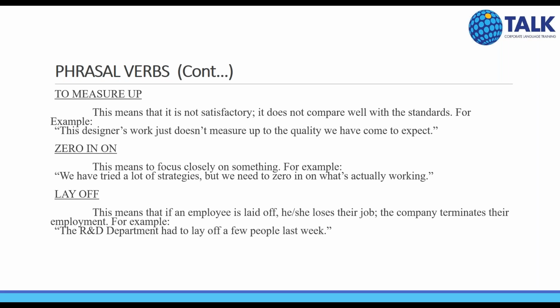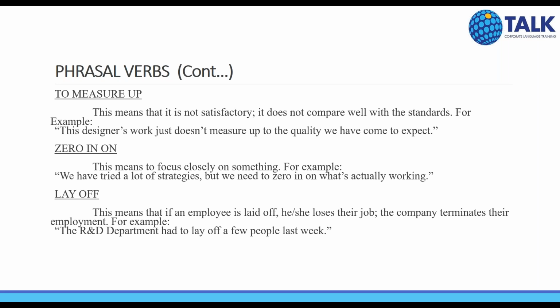Next one. Lay off. I use this. We don't like talking about it often, but it is a term we use often. Lay off means that an employee loses their job, the company terminates their employment, but it doesn't mean that somebody necessarily is fired. Companies downsize, companies sell off different business units. But laid off means that essentially they've lost a job. The R&D department had to lay off a few people last week.